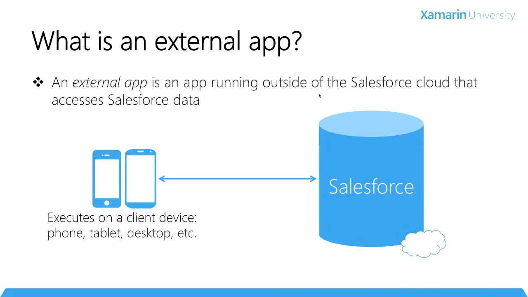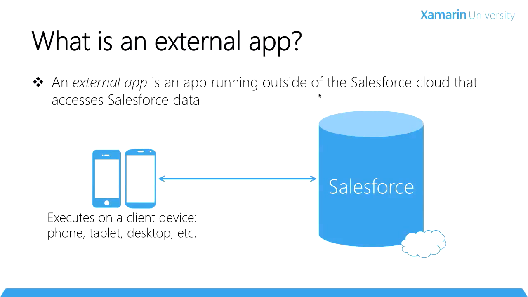Salesforce uses this term, external app, for code running on a client device. The term app has three meanings in Salesforce. External app is an application running on a client device. That is what most mobile developers think of when they hear the term application. But we also have app, and this is a Salesforce app running inside Salesforce.